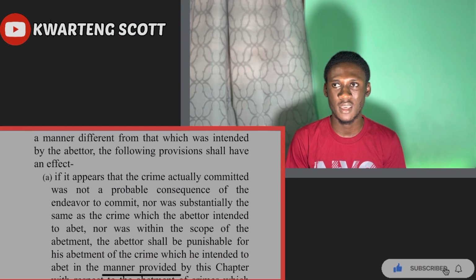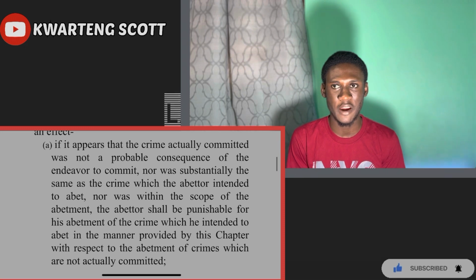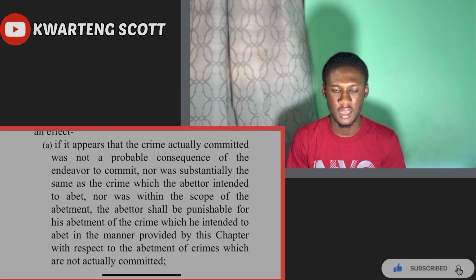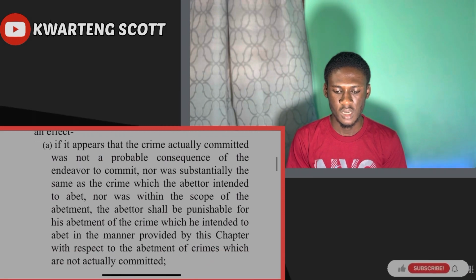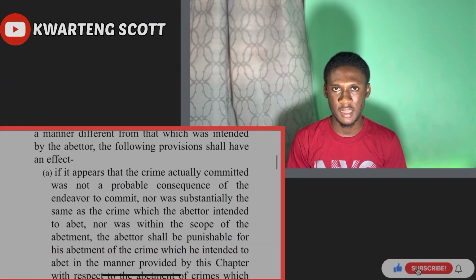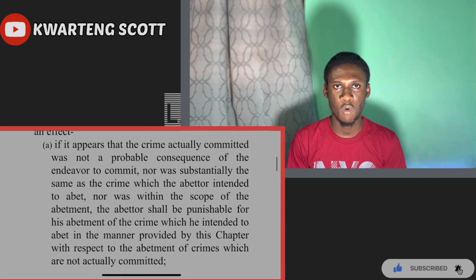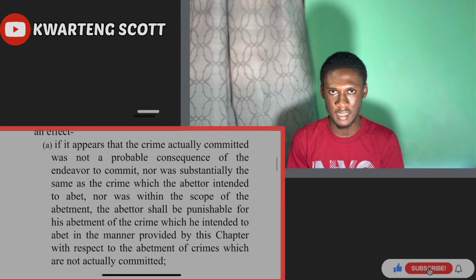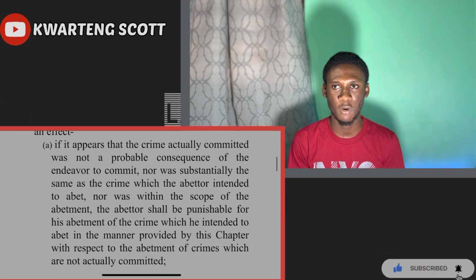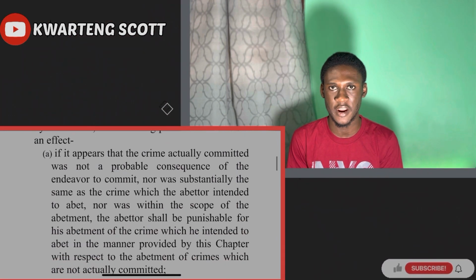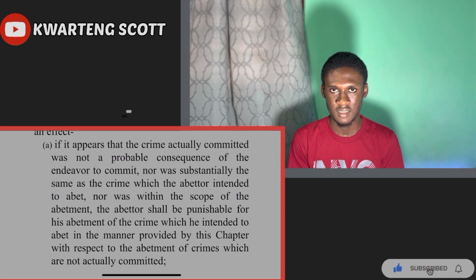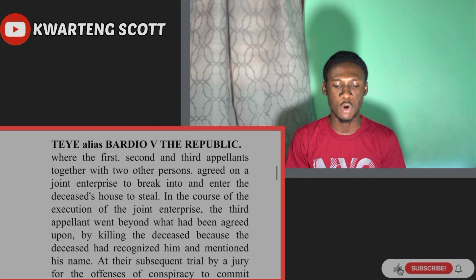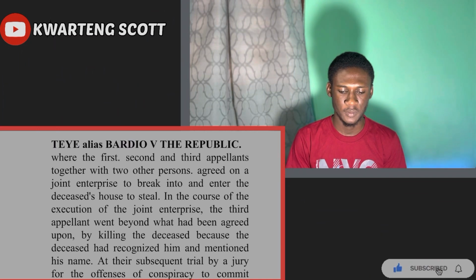If you go and kill someone to steal something, but the agreement or the abetment was that you go and just steal the thing, but don't kill anyone, then the abettor will be held liable accordingly, but won't be charged for murder in this case, but would be charged for aiding and abetting that crime of stealing. So there is a case here, which is Tay alias Bardo versus the Republic.